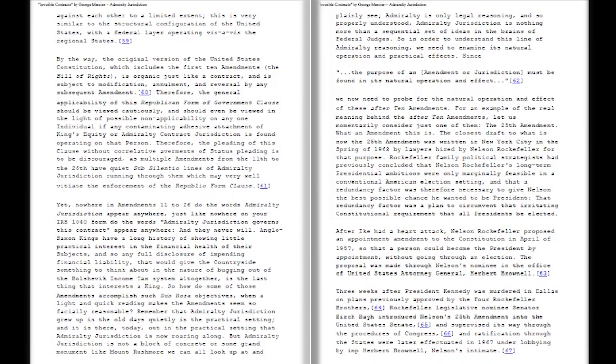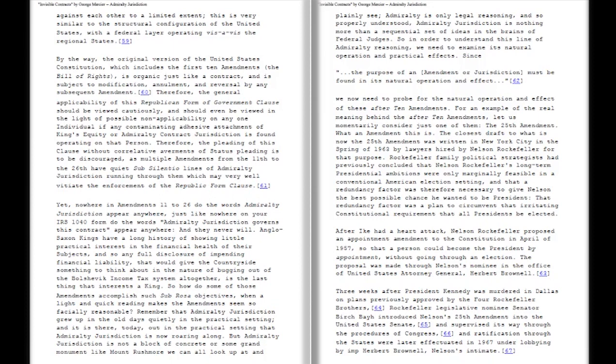Yet, nowhere in amendments 11 to 26 do the words admiralty jurisdiction appear anywhere, just like nowhere on your IRS 1040 form do the words admiralty jurisdiction governs this contract appear anywhere, and they never will. Anglo-Saxon kings have a long history of showing little practical interest in the financial health of their subjects, and so any full disclosure of impending financial liability that would give the countryside something to think about in the nature of bugging out of the Bolshevik income tax system altogether is the last thing that interests a king.